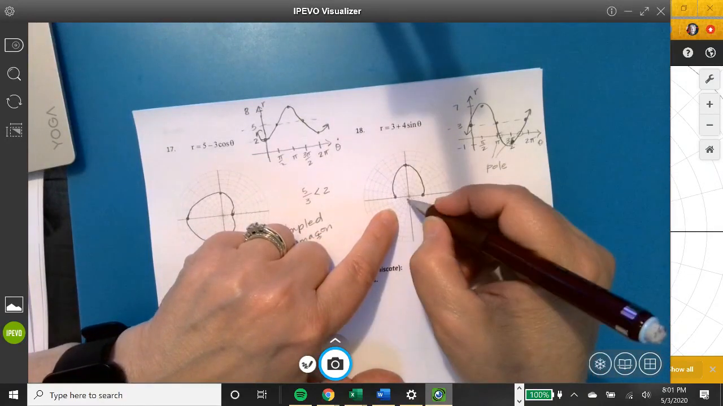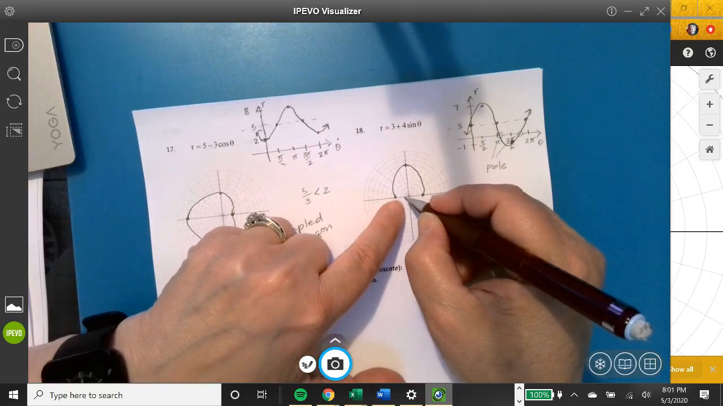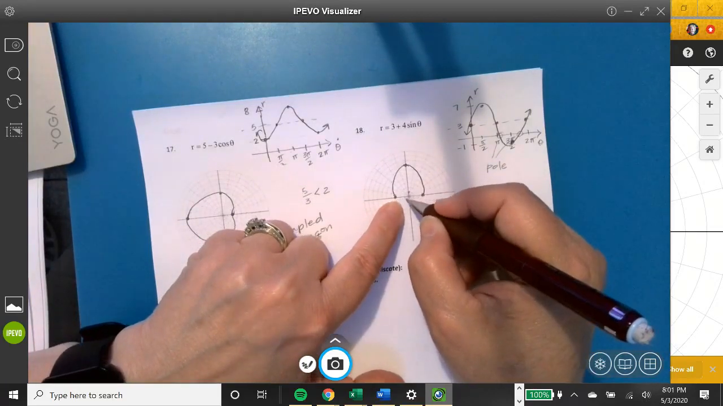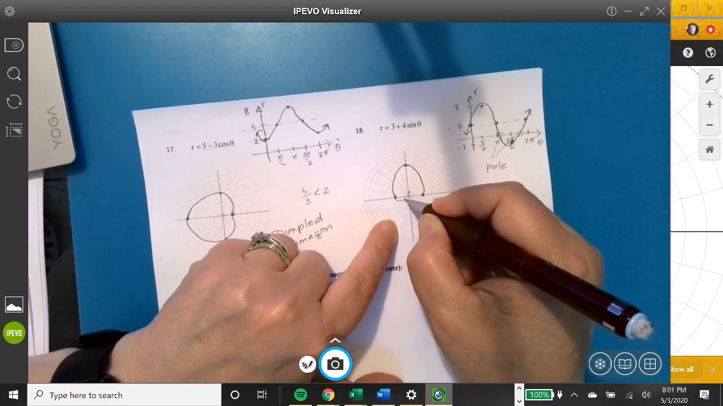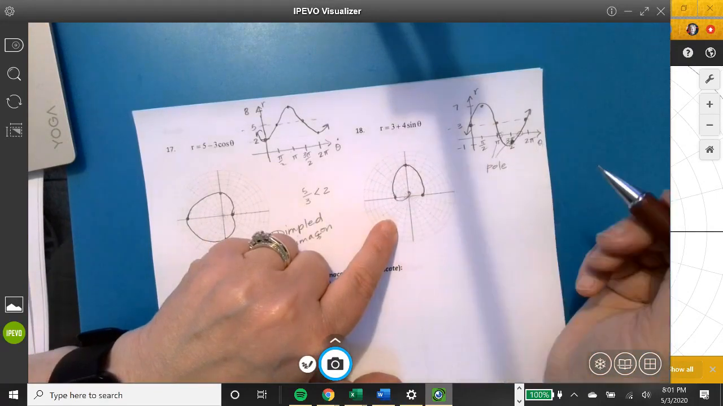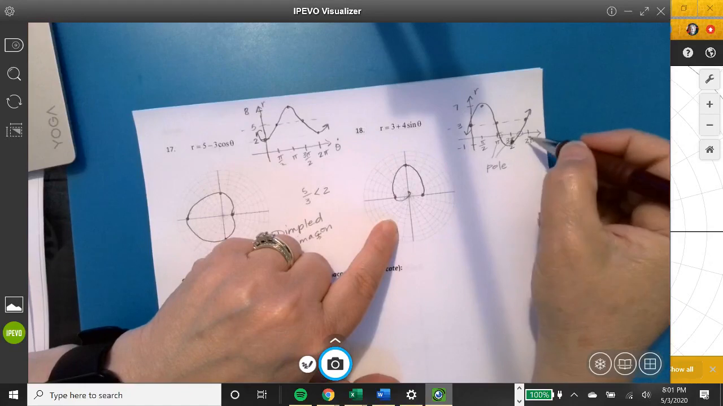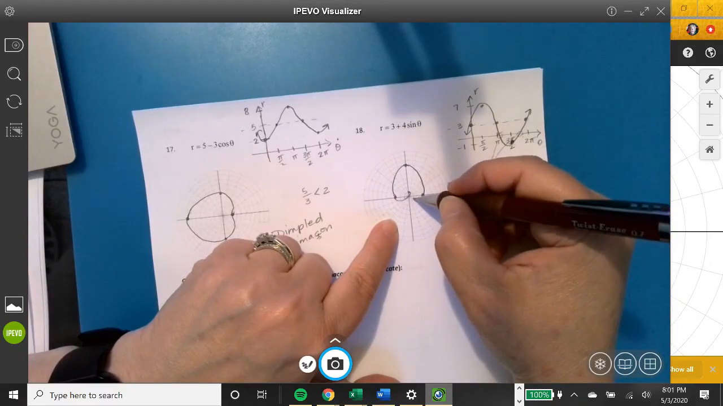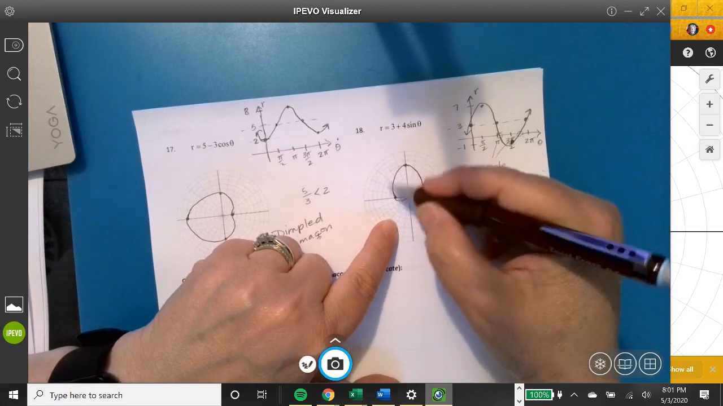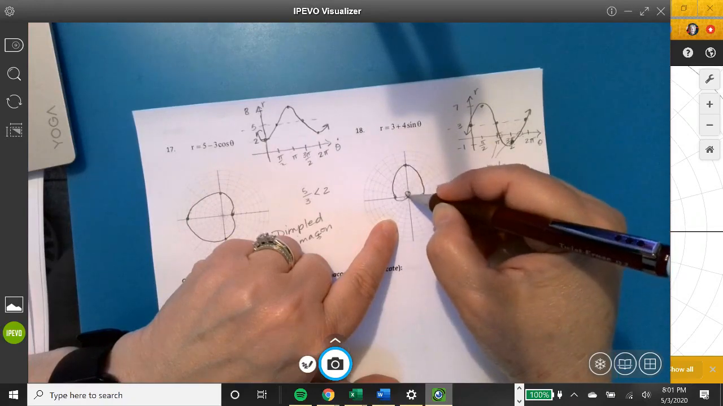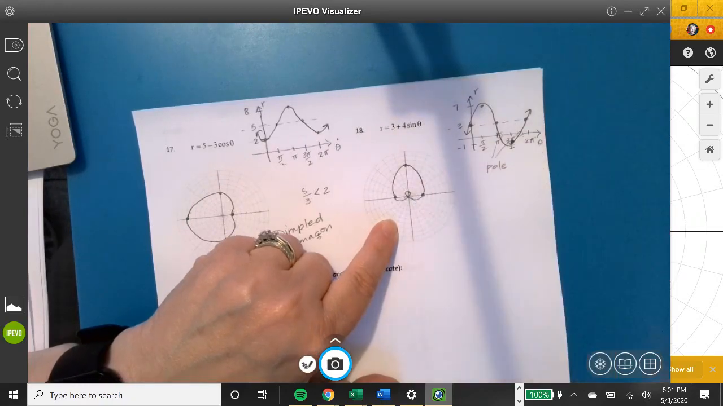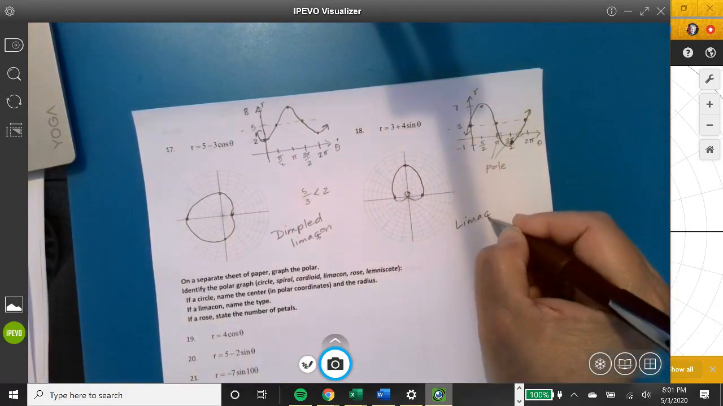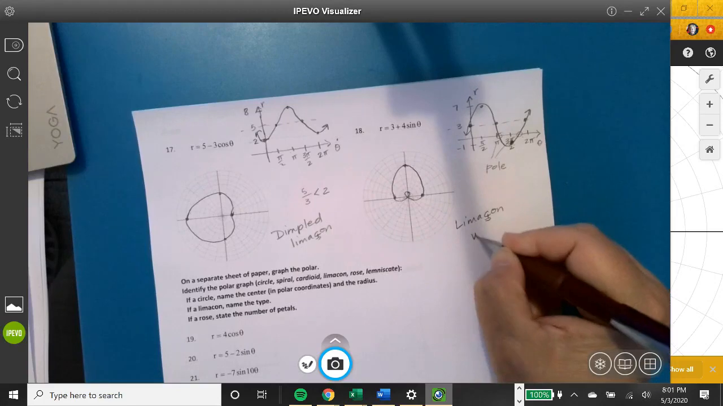So we're going to go through the pole to get to our next point, which is going to be at -1 radially, and then rotate to 3 pi/2. So 3 pi/2 is going to be here. So we're going to go through the pole and hit this point here. And then we got to go through the pole again to get to the next point. So we're going to go out radially 3, and rotate 2 pi, which puts us back home again. So we got to go through the pole and get back home again. This is a limaçon with an inner loop.